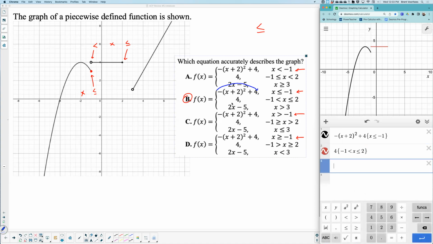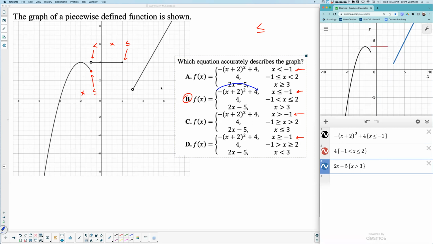And then finally, the third piece of graph, 2x minus 5. And this needs to be restricted. So ABC side, there's a restriction, such that x is greater than 3. x is greater than 3. And if I click that and try it, notice I get open, just like I do there, open at 3. And so that would be the correct answer.